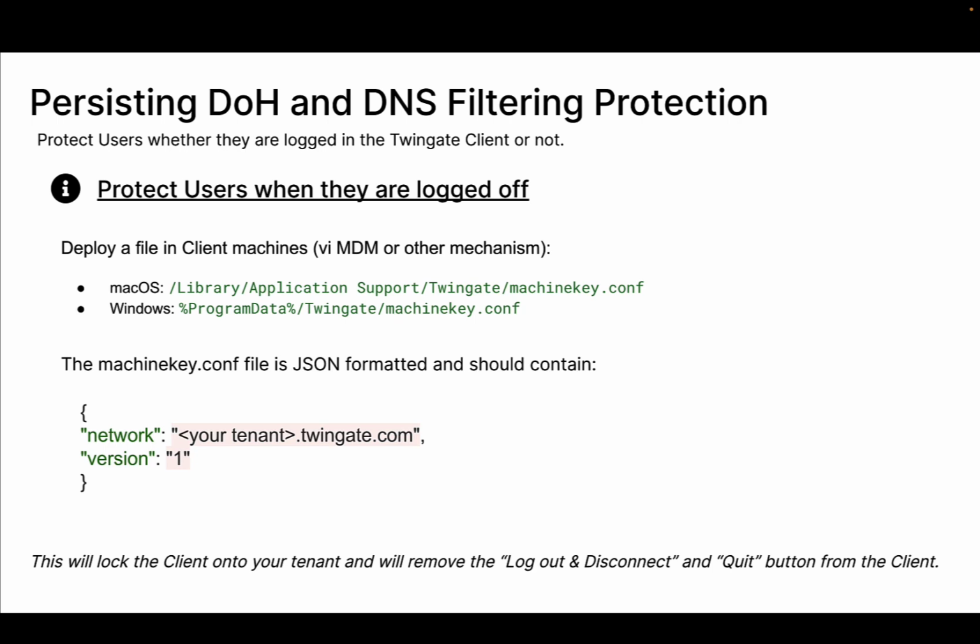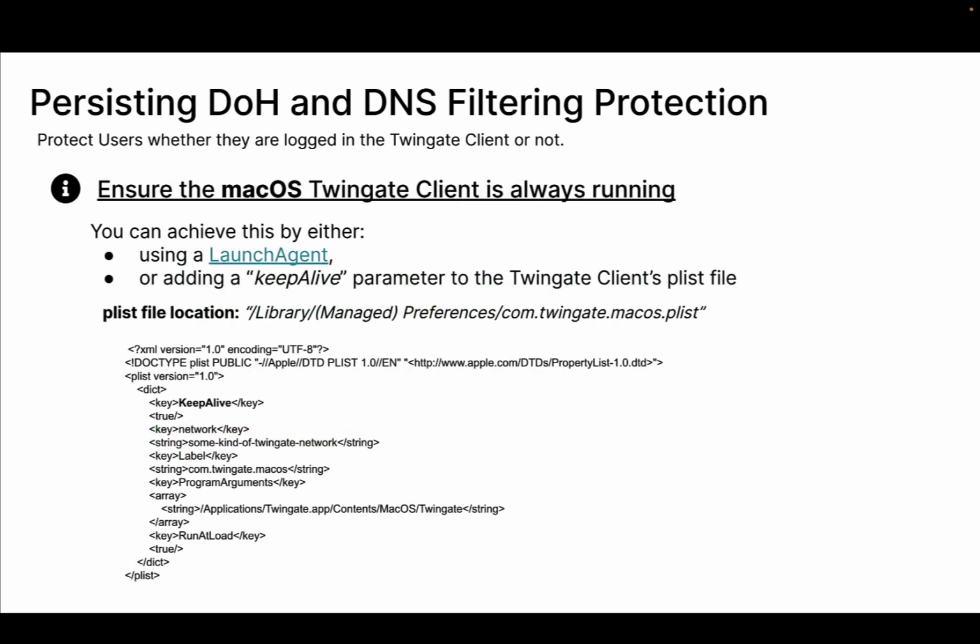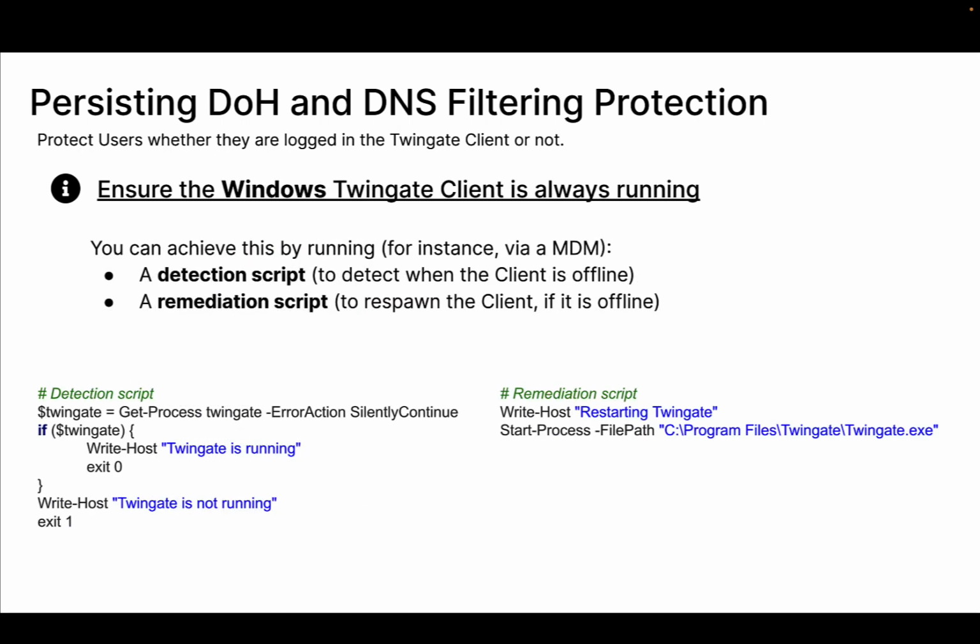The second part is that what you should also do on top of preventing the user from being able to log out is you should persist the Twingate client process. So on Mac, you can use a launch agent, or you can add a keep alive parameter to the plist, which is a configuration file for the macOS client application for the Twingate clients. If you do that, your operating system will make sure the client process is always running. And you can do something similar on Windows. You can have a detection script that will make sure the process is running and detect if it's not. And if it's not, trigger a remediation script, which will respawn the client if it's offline.